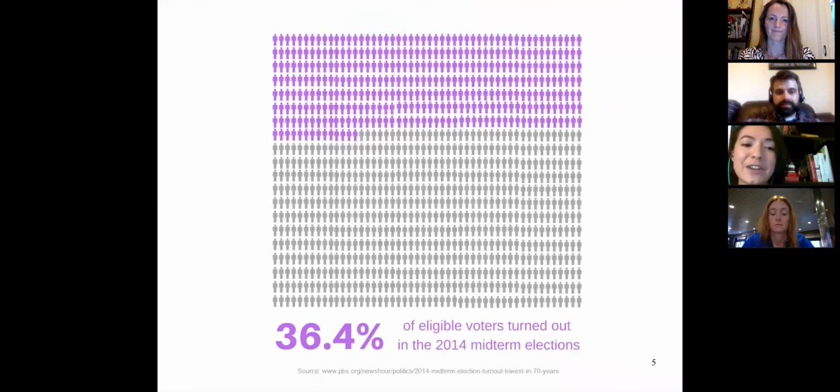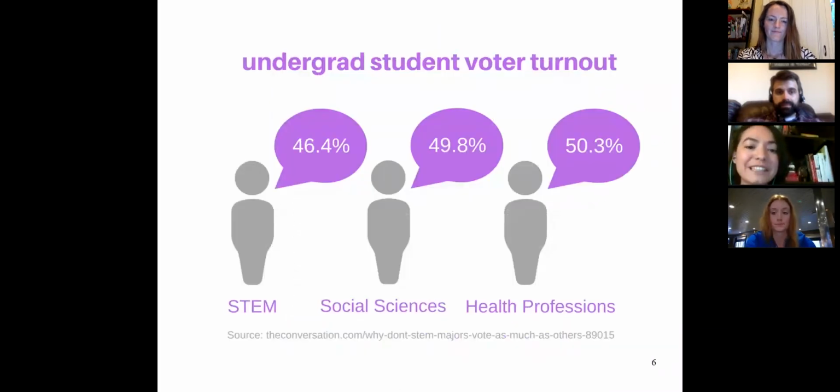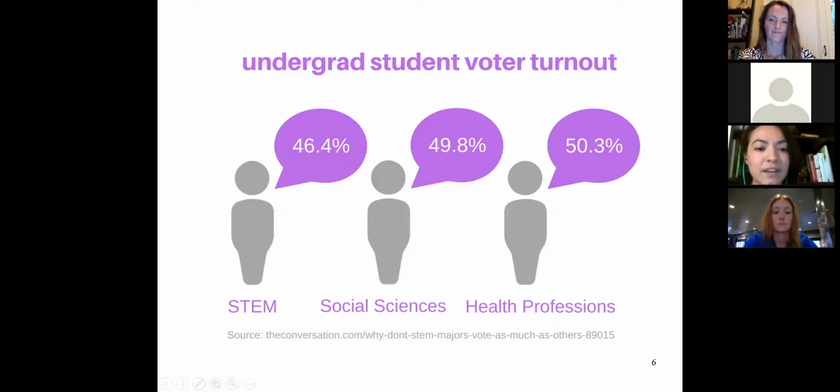Well, voter turnout in the US was at a 70-year low in 2014 midterms, as reported by PBS NewsHour. Only 36.4% of eligible voters turned out. And notably, in our scientific communities, undergraduate voter turnout rates are under 50%, with STEM majors turning out at lower rates. And low turnout for the midterms indicates that we can really make an impact by educating voters and working to get out the vote. And over the past 18 months, there has been an increase in public engagement and advocacy, which gives us all hopes that we can transform this energy into increased civic engagement for this election.